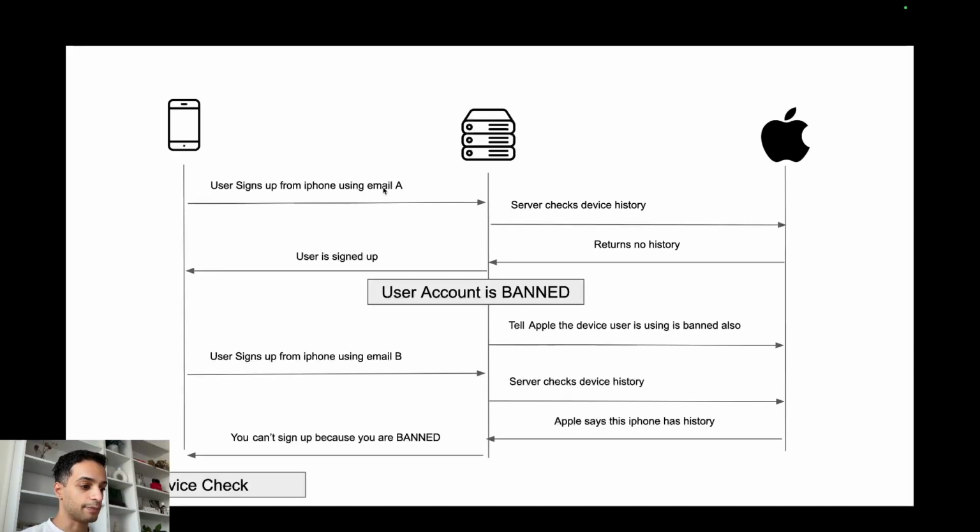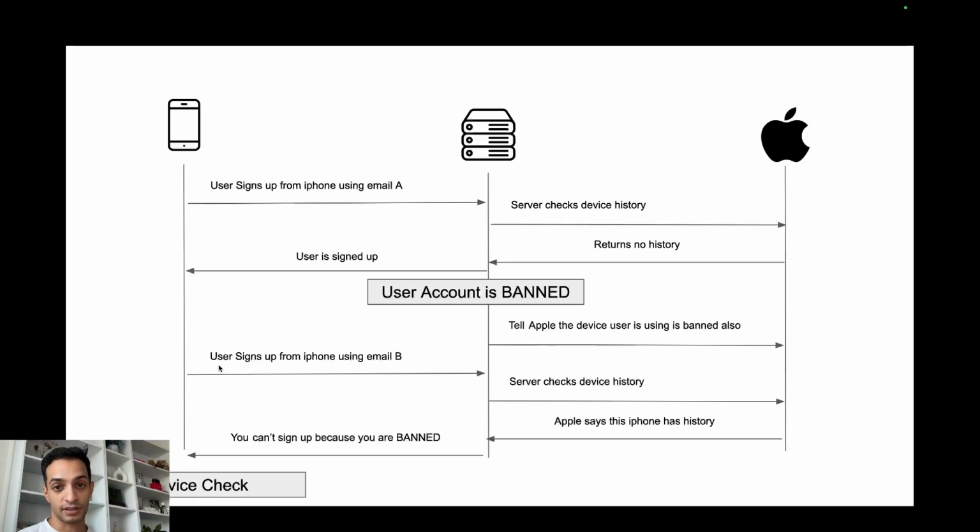Here's a little diagram to explain that, as always. The user signs up from an email address. The server will check if that device has a history with Apple. It will ask Apple, has this device been banned before? And Apple will say no. And then the user signs up just fine. Then if you ban them at some point, and you tell Apple that this device is banned, the user gets kicked out of the app.